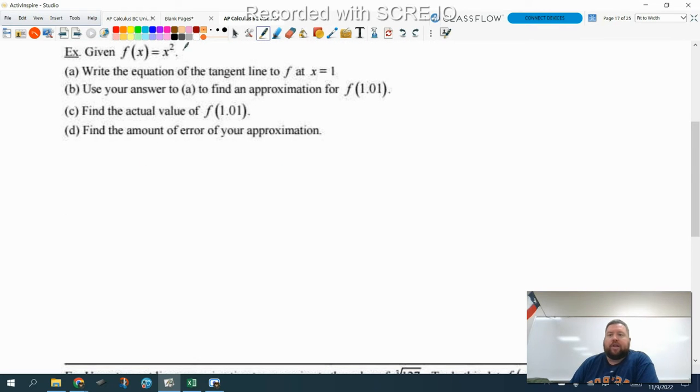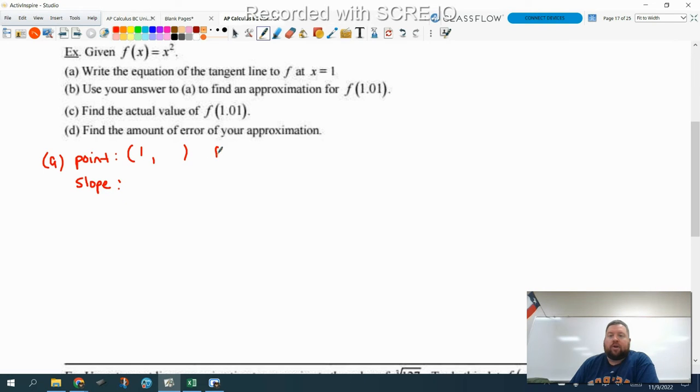Okay, so here's our first equation. We have f(x) is equal to x squared. So part A, we're going to write the equation of a tangent line at x equals 1. All right, so we know we need a point and a slope. We currently have an x coordinate, so we need a y coordinate and we need a slope.